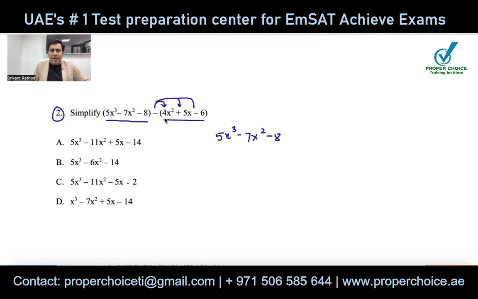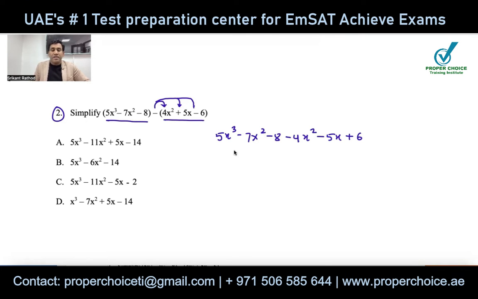Now inside the bracket the term is plus 4x square, and when we multiply with negative that turns to negative 4x square. Then plus 5x multiplied by negative, it's gonna be minus 5x. Minus 6 multiplied by negative turns to positive 6. Indirectly what I'm doing, I'm just changing the sign of the term present in the brackets. Once you're done with that, combine the like terms.